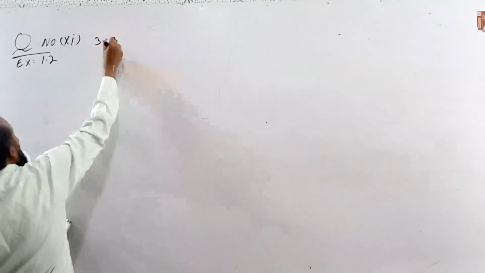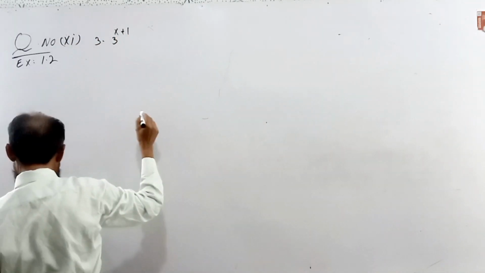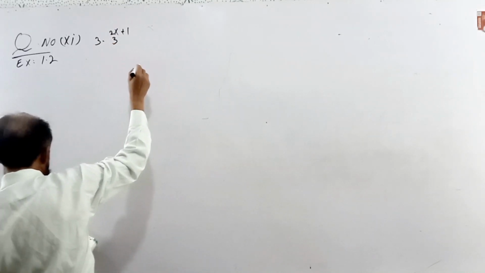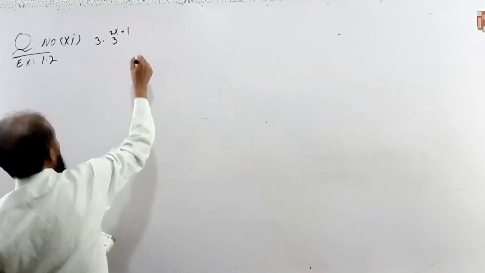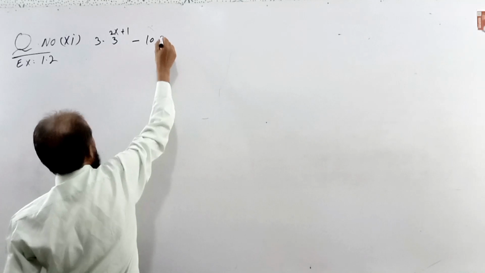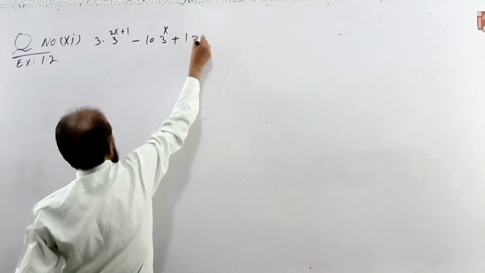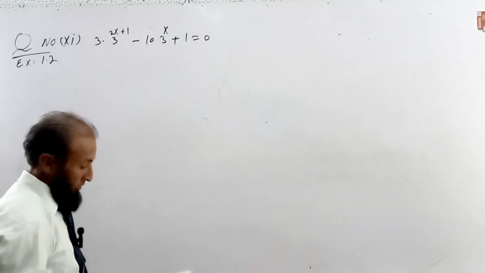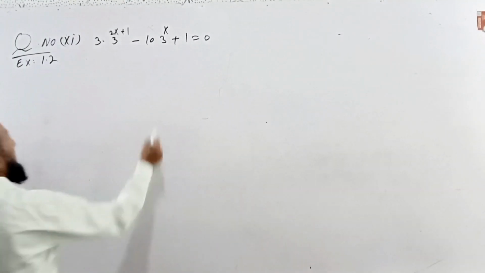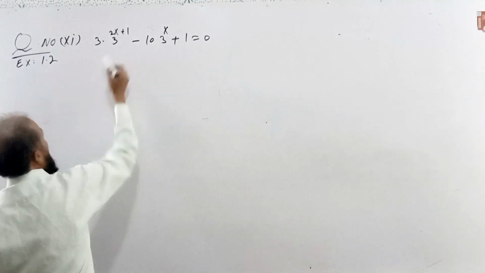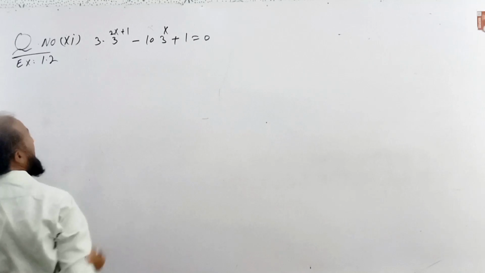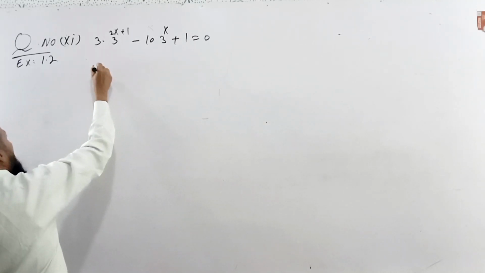3 times 2, 3 power x plus 1... 3 power 2x plus 1 minus 10, 3 power x plus 1 is equal to 0. So look here, this term needs to be simplified. First of all, we simplify this term.